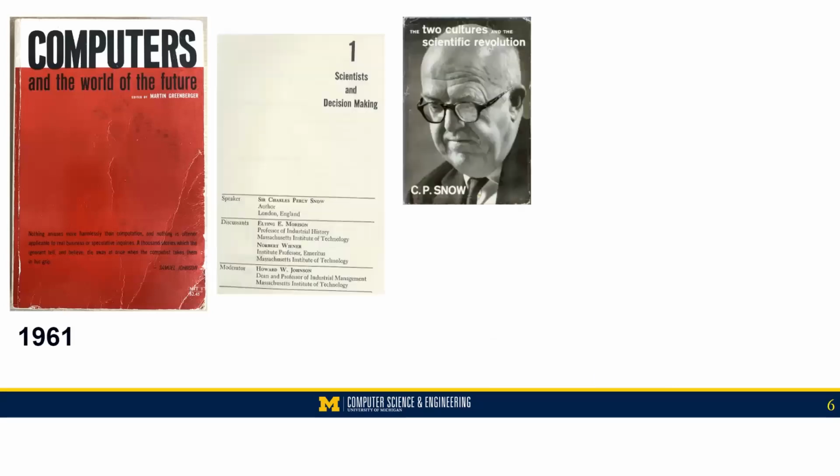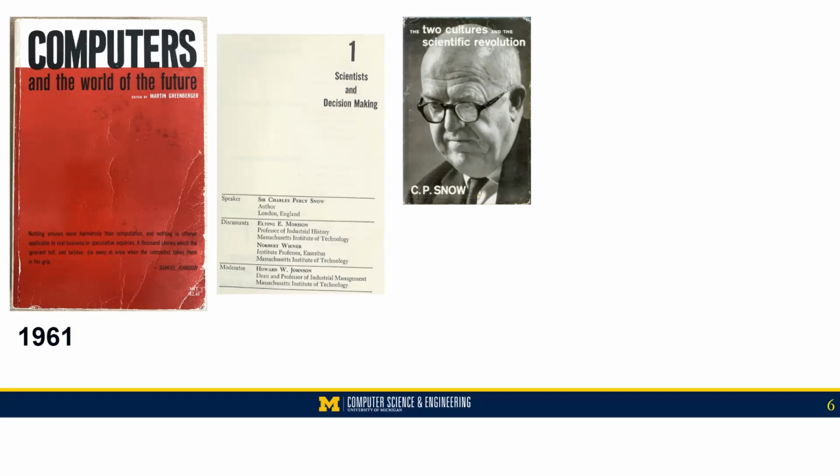In 1961, the MIT Sloan School had this amazing symposium on computers in the world of the future. And this book by Martin Greenberger that came out in '62 has all of the lectures and all of the discussants' notes. One of the speakers was C.P. Snow. Folks may know him from his book, The Two Cultures. He was a scientific advisor to the British government during World War II. He wrote this book bemoaning what he saw as the split in Western culture between the humanities and what we now consider to be STEM.